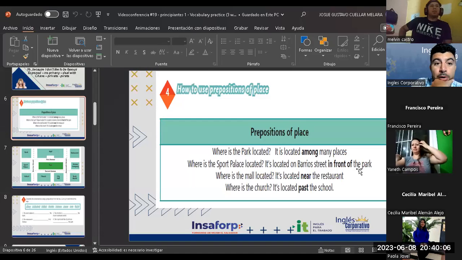Tenemos otras prepositions. Vean acá. Tenemos among. Among es un sinónimo de between. ¿Se recuerdan que between significa entre?